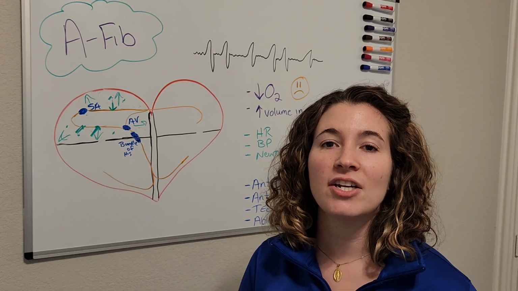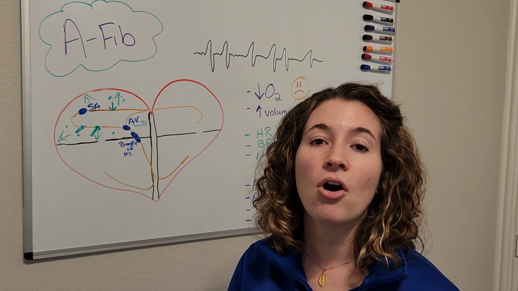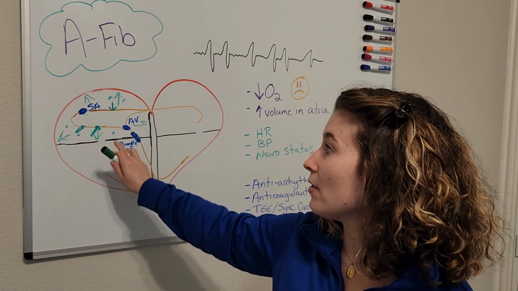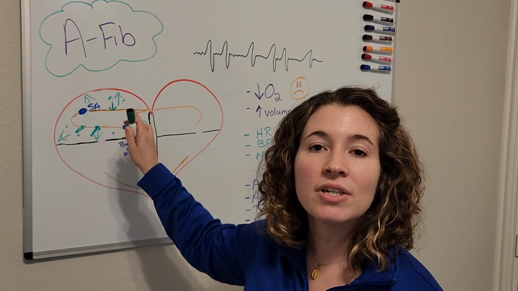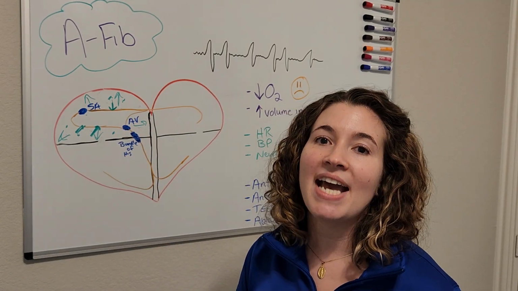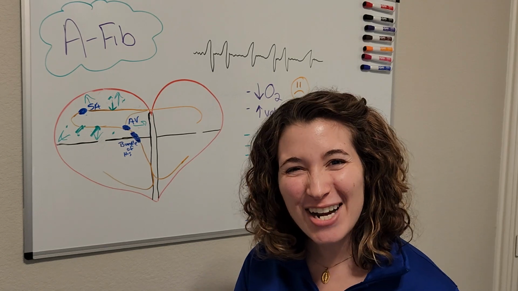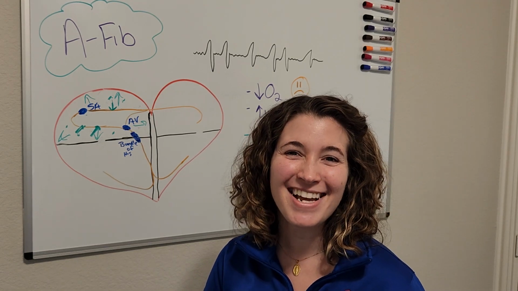And the last intervention that the providers can do is called an ablation. And that's where they go in as a procedure and they're cauterizing these irritated cells so that the SA node can regain control. All right, so that was a crash course in atrial fibrillation.